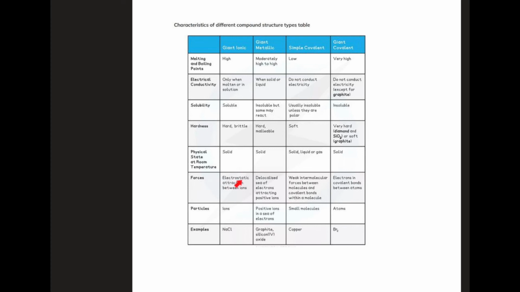And you see the forces. Electrostatic attraction between ions, this is the ionic bond. The attraction of delocalised electrons to positive ions, this is how the metallic bond works. This is the key concept of metallic bonds. Weak intermolecular forces between molecules and covalent bonds within the molecules, this one we discussed yesterday. This is the concept that we learned in chapter 3. Electrons in covalent bonds between atoms, so covalent bonds basically.